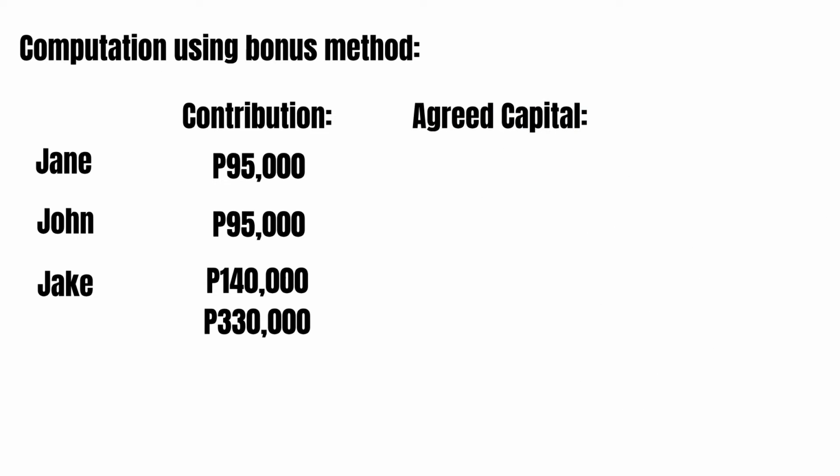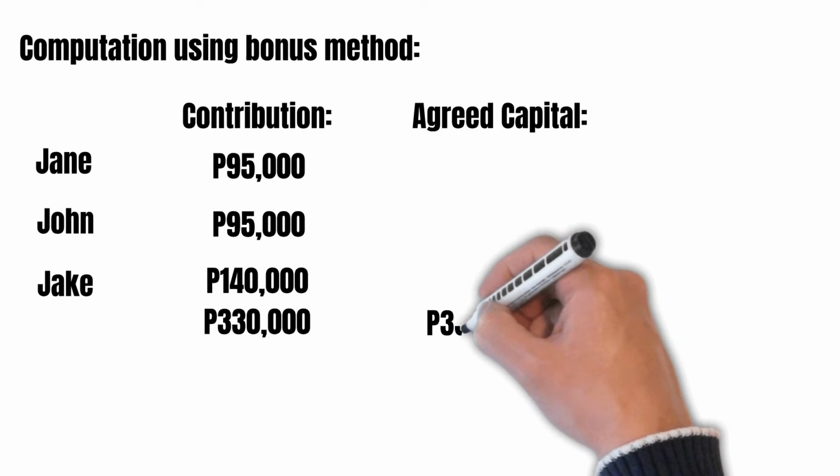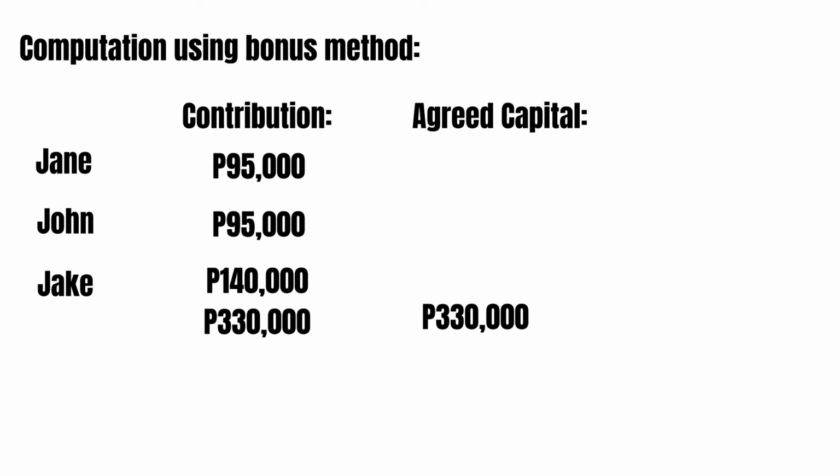Agreed capital. The contributed capital before Jake's admission is 190,000 pesos. Jake contributed a total of 140,000 pesos. After Jake's contribution, the partnership capital total is 330,000 pesos. Using the bonus method, our basis for computing the bonus is the total contributed capital, which is the 330,000 pesos. So we will divide 330,000 pesos into 3 to get the equal capital interest.